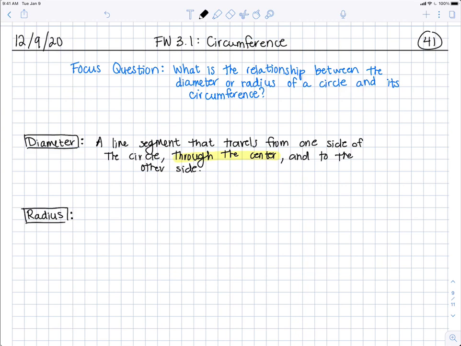A radius is a line segment. You'll notice that the definition here is a little bit similar to diameter. A line segment that travels from the center of the circle to the side of the circle.